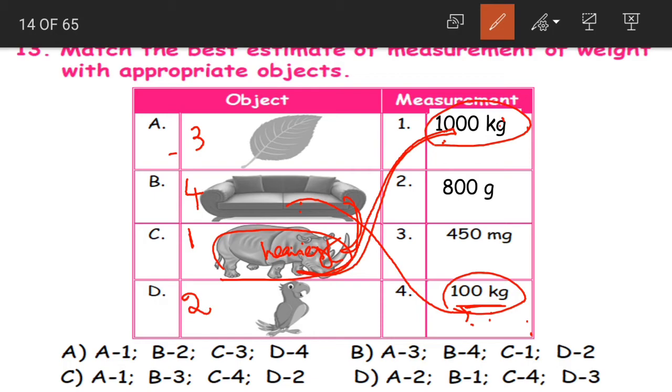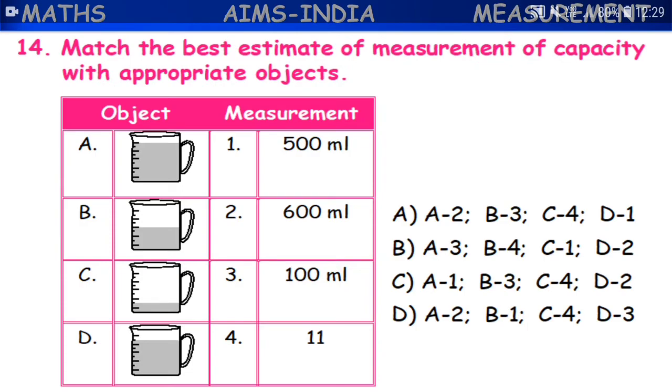Now this is our correct code. What is it? 3, 4, 1, 2. Option B. 3, 4, 1, 2 becomes our correct answer. Yes. Coming to question 14.